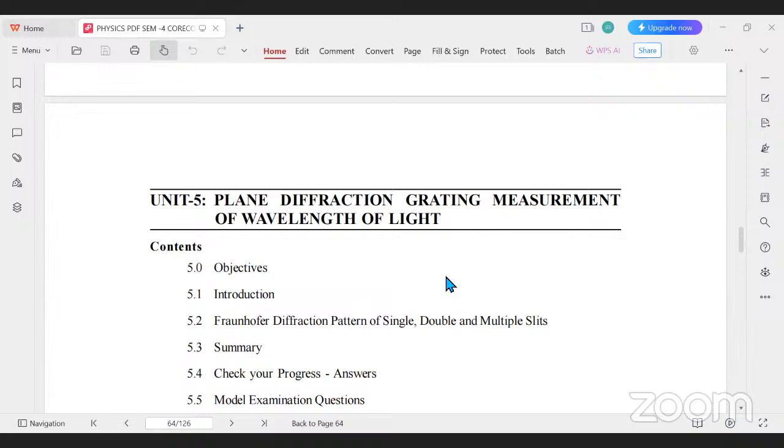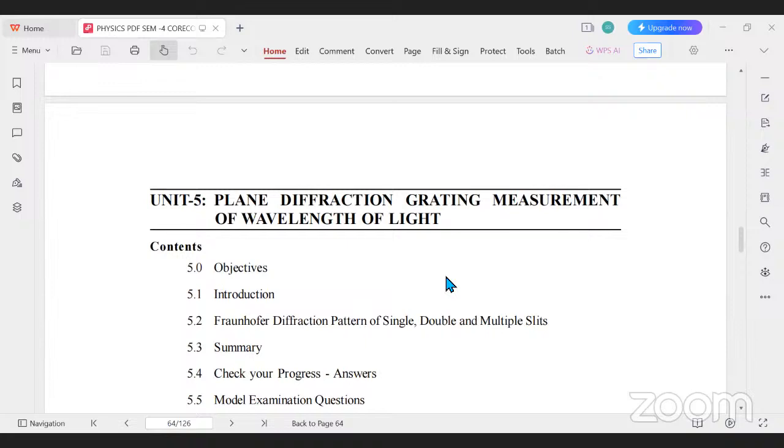So this is about diffraction grating, its definitions, and the formulas, which we will discuss in tomorrow's class. This topic will be explained completely, including the principle of the grating. We need to know all this, and how this diffraction grating is helping.